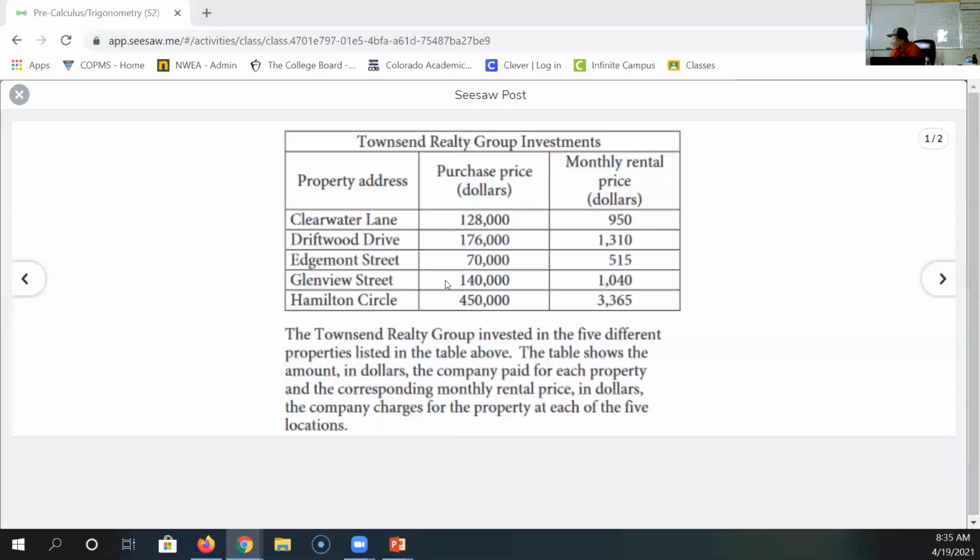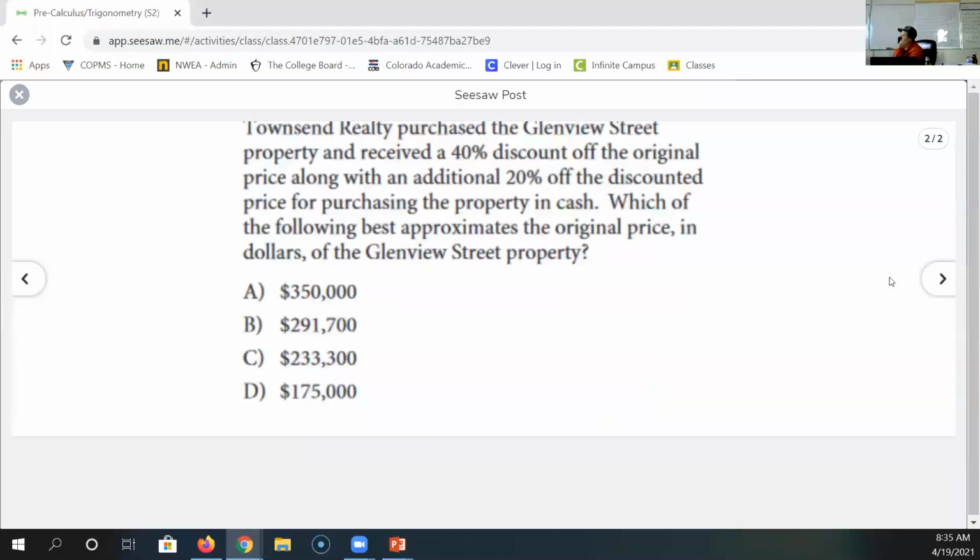Answer this question that we have. So we're going to be using this table. The question we're answering says Townsend Realty purchased the Glenview Street property and received a 40% discount off the original price with an additional 20% off the discounted price. So it's been discounted twice. It had a 40% discount, and then off of that 40% discount, it had a 20% discount.